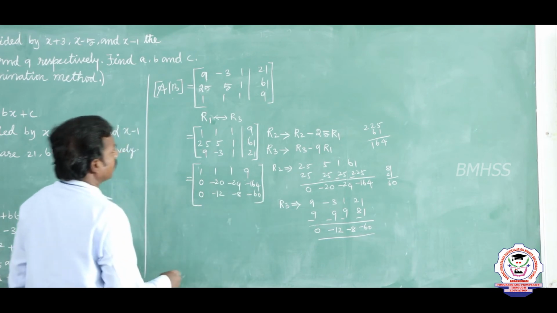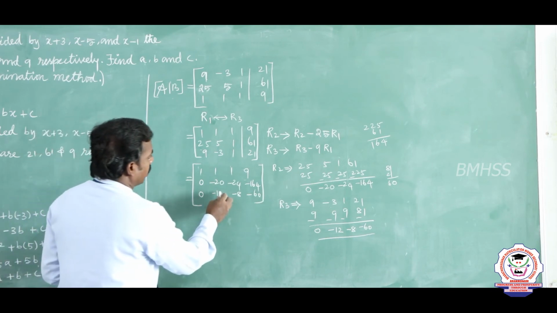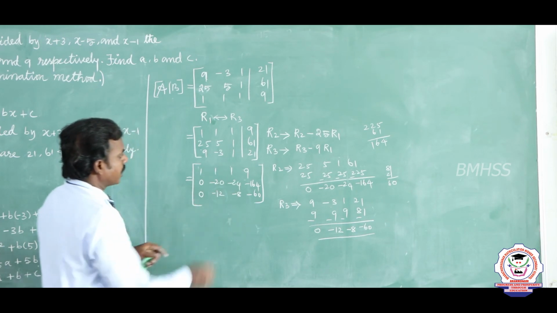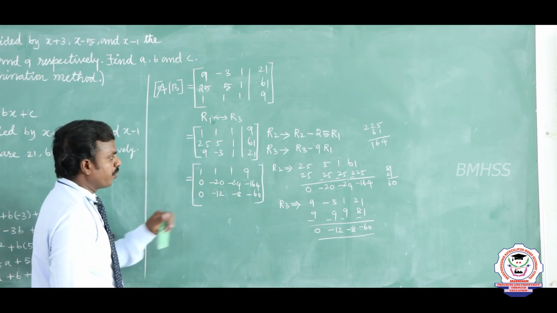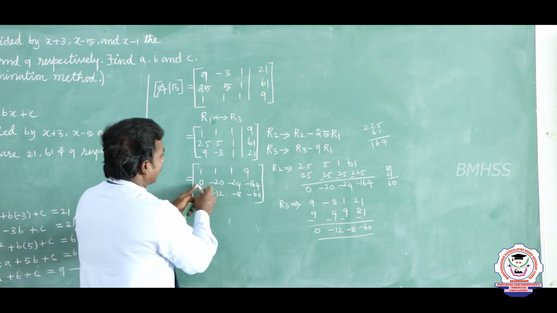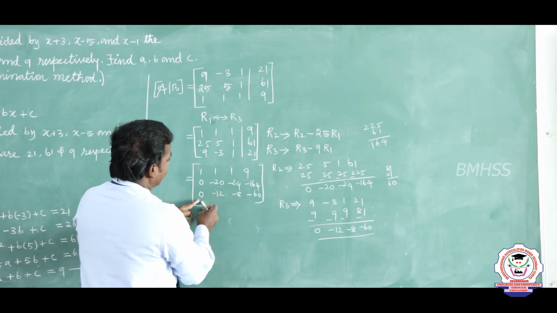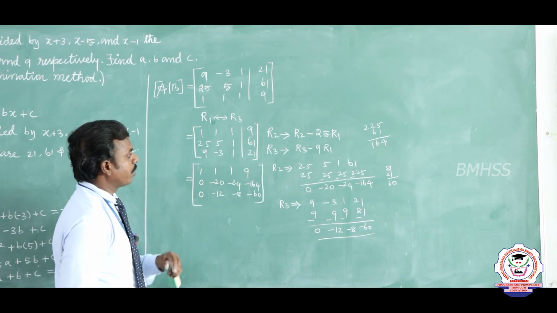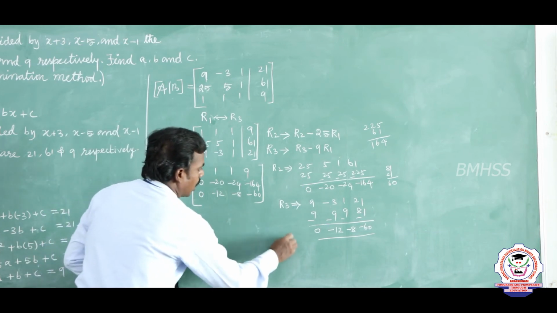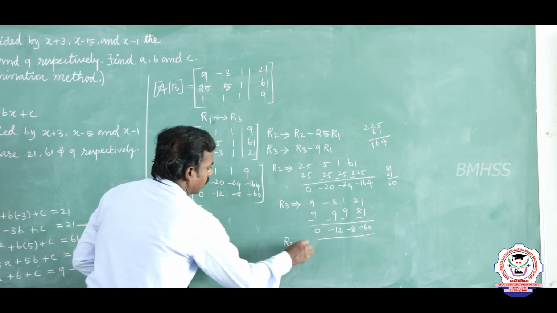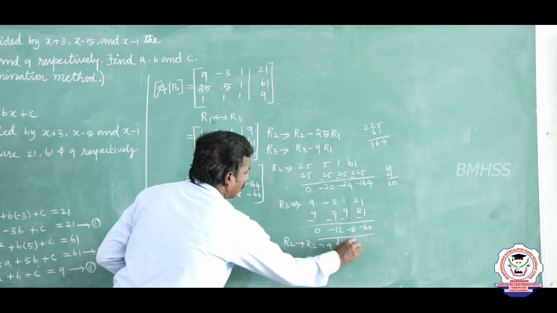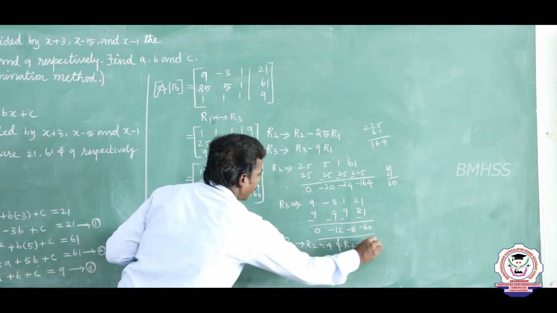Listen, from this, now I want to make a 0 in the place of minus 12, because then only we will get echelon form. Before that, in the second row 4 is common, in the third row also 4 is common. I am going to divide everything by 4. From this, R2 is divided by 4, and R3 also divided by 4.